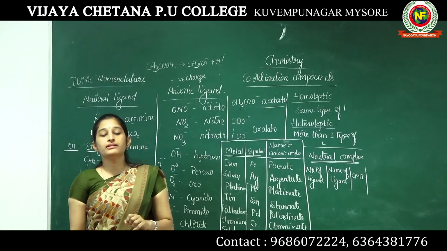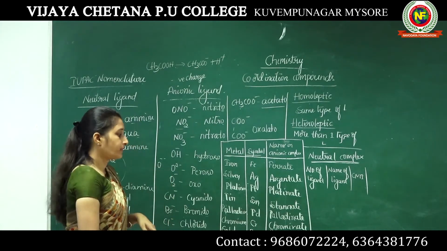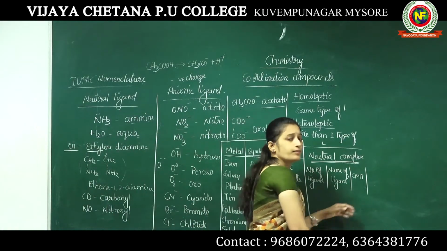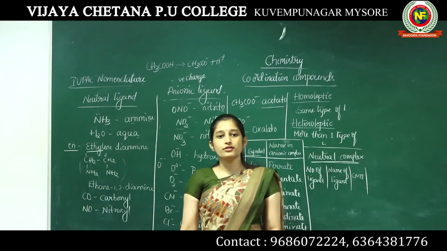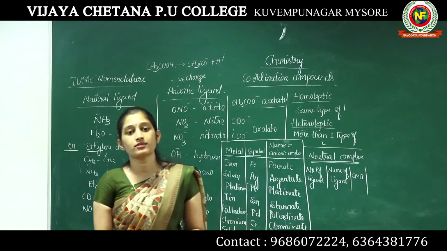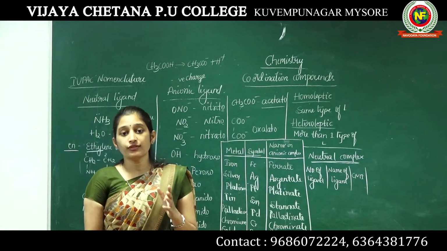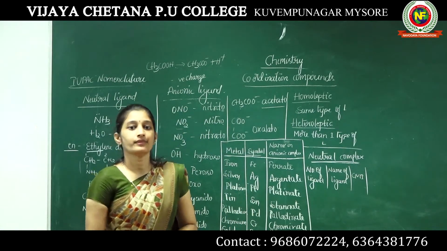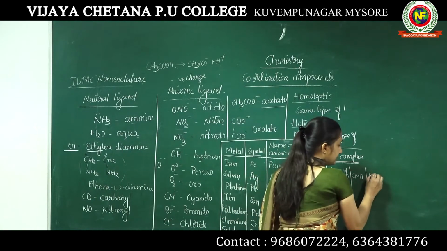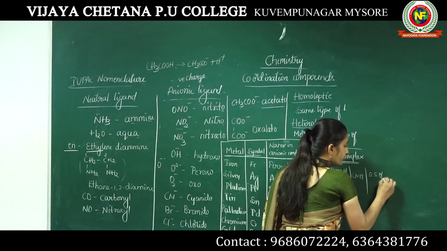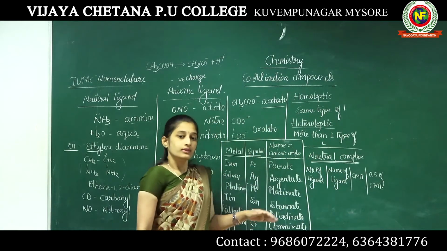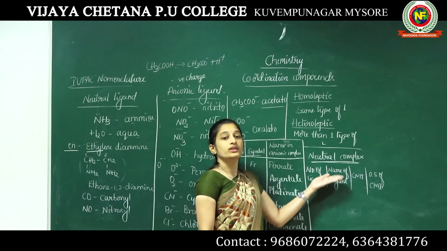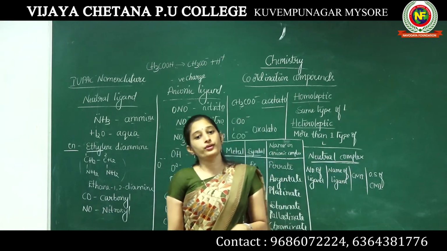CMI means central metal ion. And after that, what is the oxidation state? Oxidation state means loss of electrons. How many electrons are lost? What is the charge of the central metal atom? That one you should calculate. Oxidation state of CMI. This is the rule to name a neutral complex.